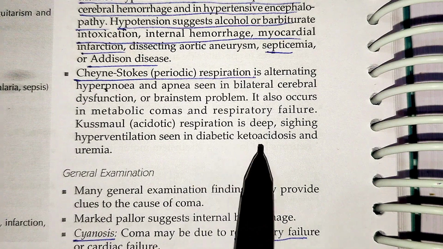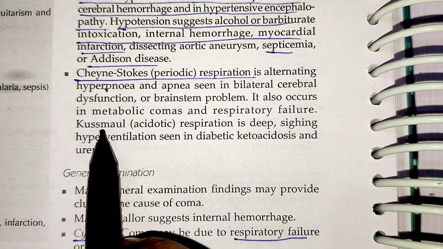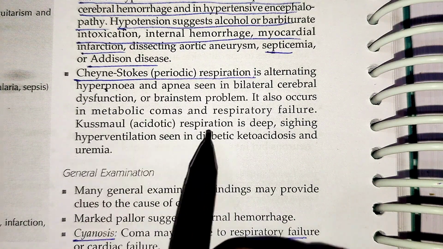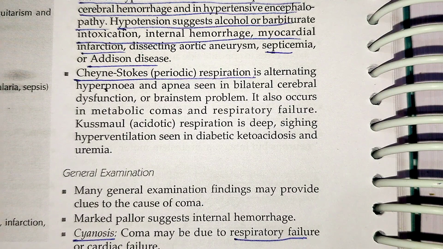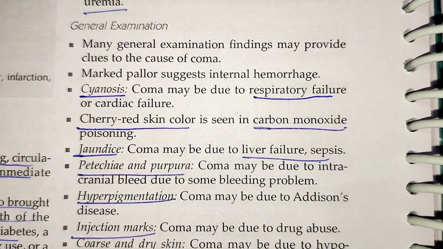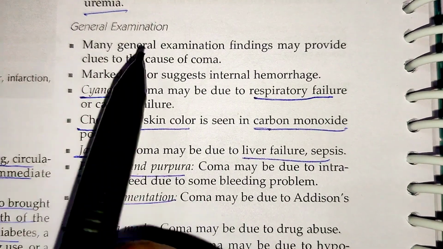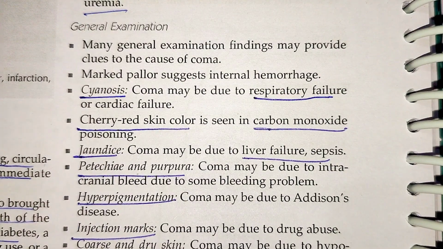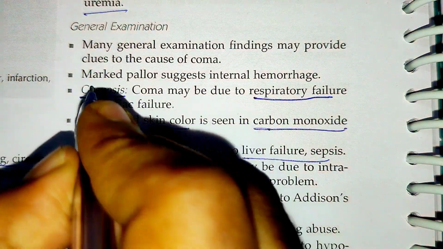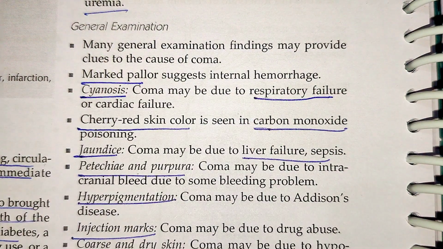In case of diabetic ketoacidosis and uremia, Kussmaul's respiration is seen, which is acidotic respiration. Then general examination. Many general examination findings will provide a clue to find out the cause of coma. If there is pallor, marked pallor actually indicates internal hemorrhage. Then cyanosis. Coma may be due to respiratory failure or cardiac failure.